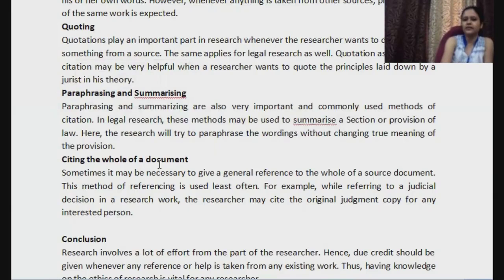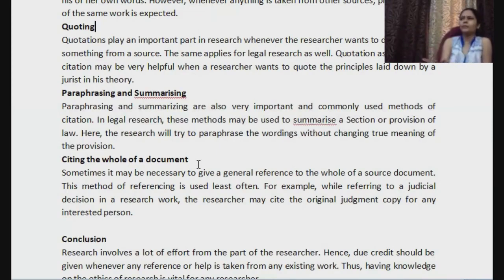Then the third one is citing the whole of a document. You are citing the whole document as it is. Okay, take for example, you are doing research on corona, all right, and then you say, okay, fine, this nationwide lockdown is a very good step taken by the government. There what you are doing is saying that under notification so and so, the government had announced nationwide lockdown. That means you are citing the whole of the notification. You are mentioning the notification date, time, everything, so that anyone who is interested can refer to that particular document. Right? That means you are citing the whole of a document.